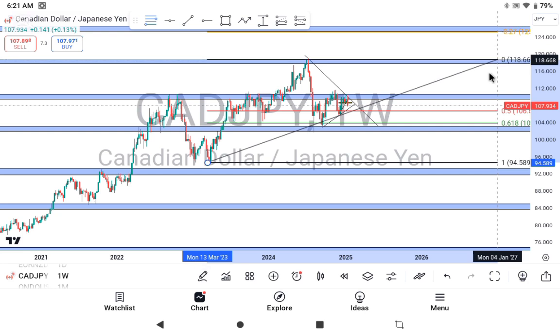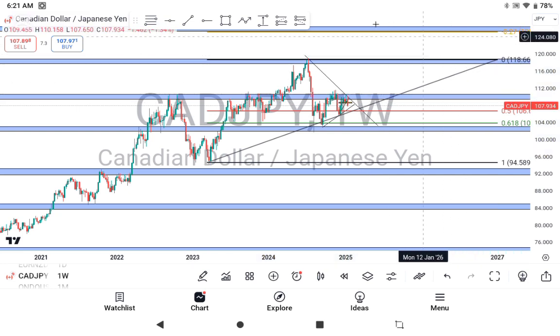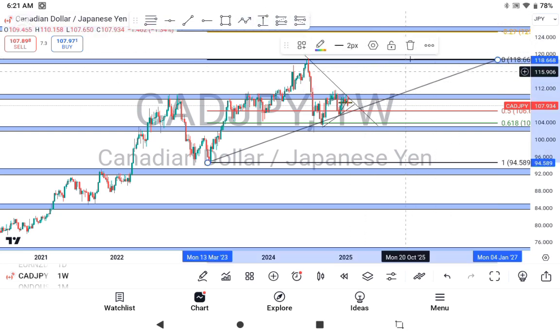Now the next Fibonacci level target shows that we expect CAD JPY price to push down to this key level of support properly before price heads to this Fibonacci next level target right here. So now we have seen what we need to see on the higher time frame.